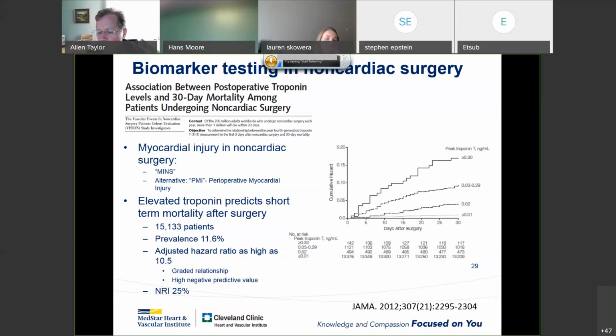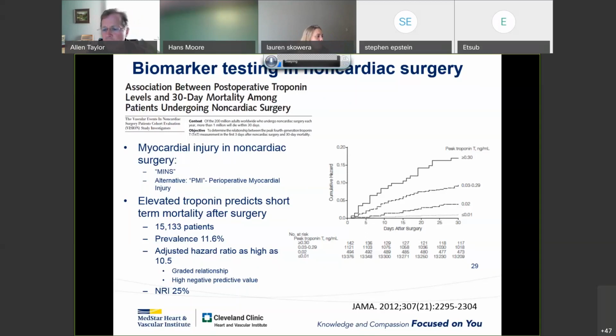The alternative term that has emerged more recently in the literature is PMI, perioperative myocardial injury. And basically what the VISION studies found in 15,000 patients was that elevated troponin predicts short-term mortality after surgery. The overall prevalence of above-threshold troponin was 11.6%. So it's about 1 in 9 patients. The adjusted hazard ratio for mortality at 30 days was as high as 10.5.